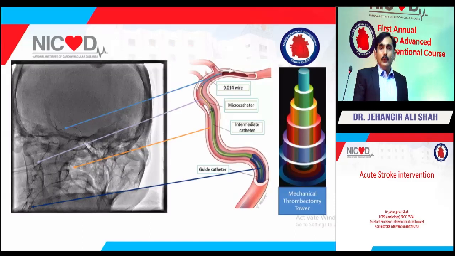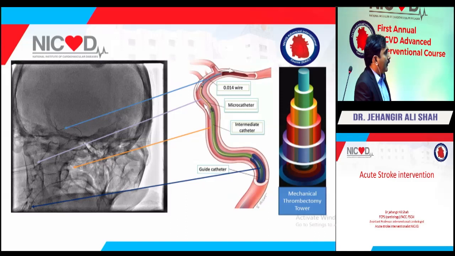So while doing the mechanical thrombectomy, you should know the tower, the mechanical thrombectomy tower. After confirming your finding on the angiogram, you just take a guide catheter, either a balloon guide or extension guide catheter, the Terumo sheath, anything. You just take the guide catheter.